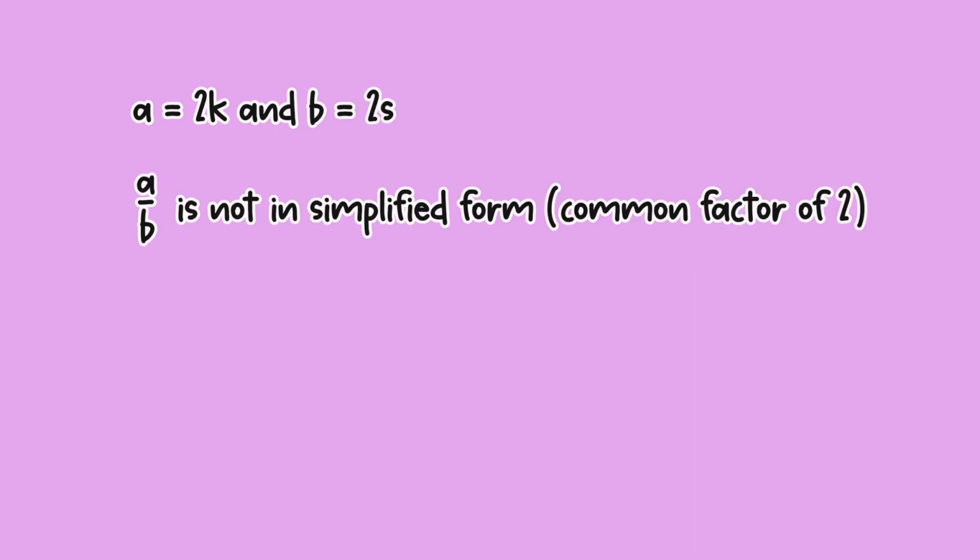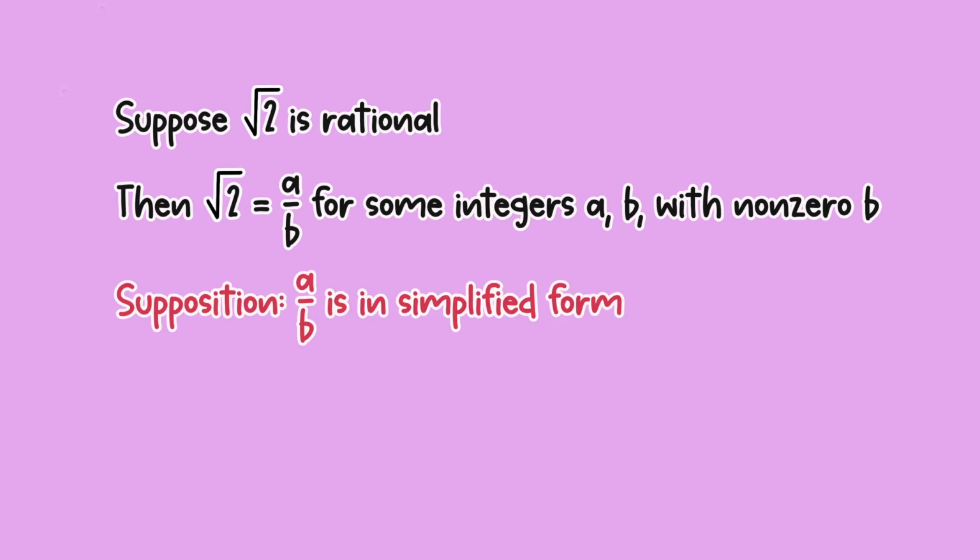Now, if both a and b are even, then a over b cannot be in simplified form. This contradicts our claim that a over b is in simplified form. Since this supposition logically leads to this contradiction, it is false, and so our original statement is true.